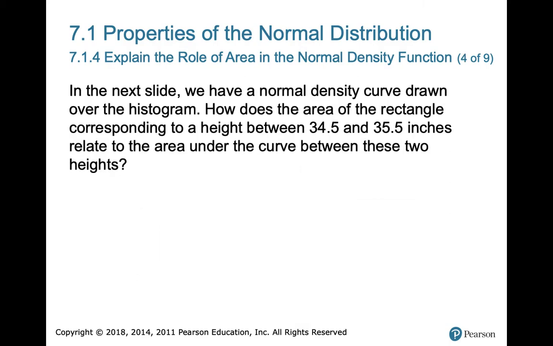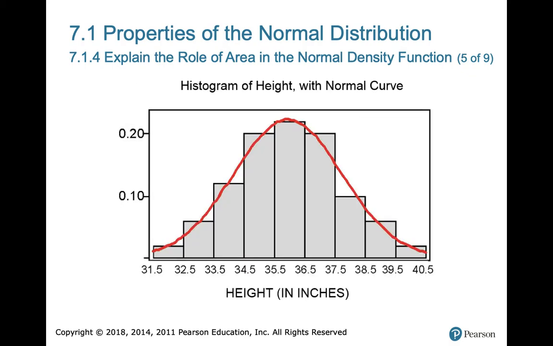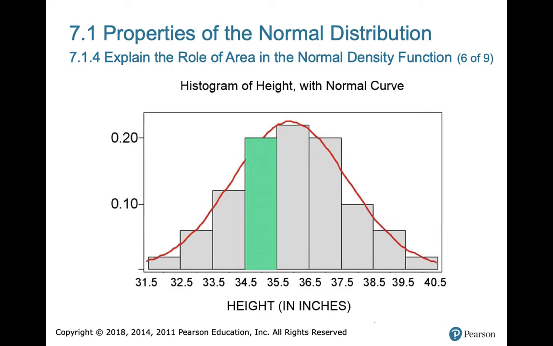So on the next slide, we put the density curve on top of that histogram, and we want to know how does the area of the rectangle correspond to the height between 34.5 and 35.5. How does that relate? So here is that same histogram with the density curve drawn onto the top. And if we want to know what's happening between 34.5 and 35.5, we know which rectangle we're looking at. And that looks like it might be still less than one standard deviation away as we think about where those inflection points on that curve would be.